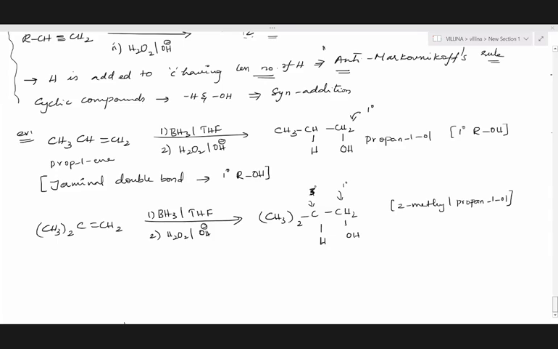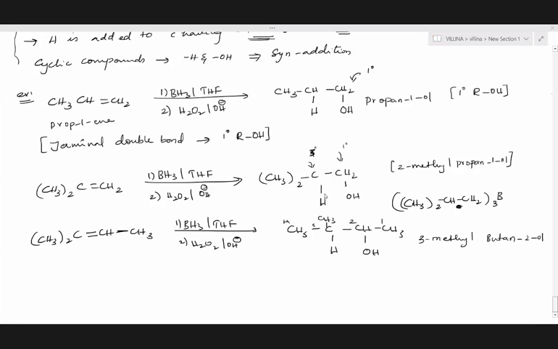So we have a carbon-carbon double bond over here. Carbon will get BH3·THF, then H2O2 with OH minus. Our skeletal structure is something like this: C, CH, CH3. So we have CH3 as a substituent. According to the anti-Markovnikov's rule, the hydrogen will get attached to the carbon containing less number of hydrogens, and the alcohol group will be attached to the next one.